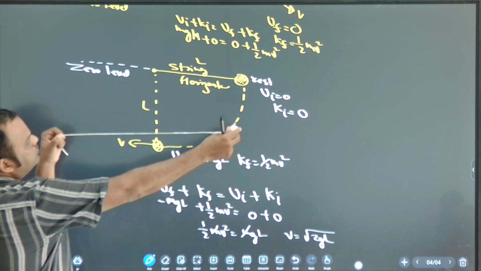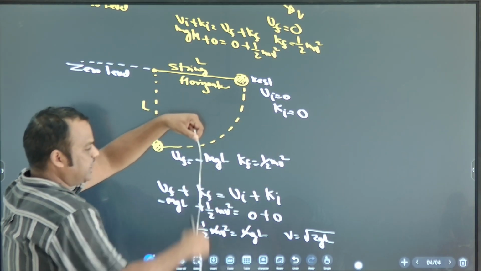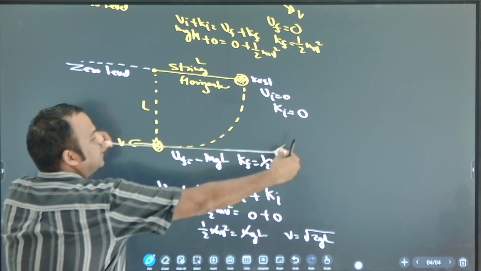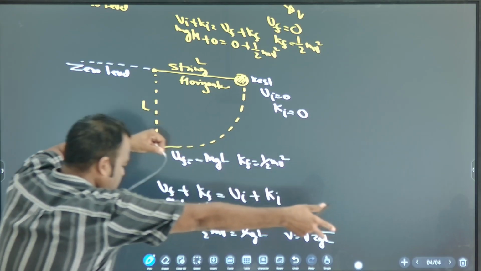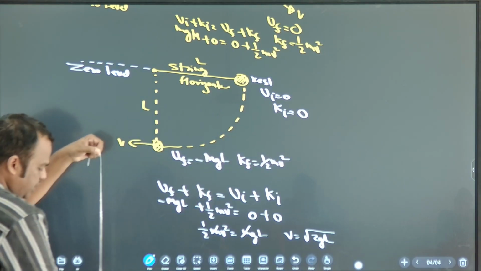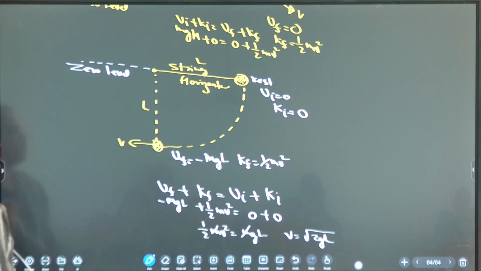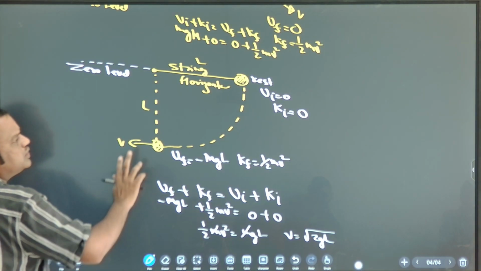Okay. So suppose this is the ball. Now this is the length, length L. I am holding like this. Now release like this. So what is the speed when it becomes vertical? Square root 2gl. Okay. Clear? Understood?